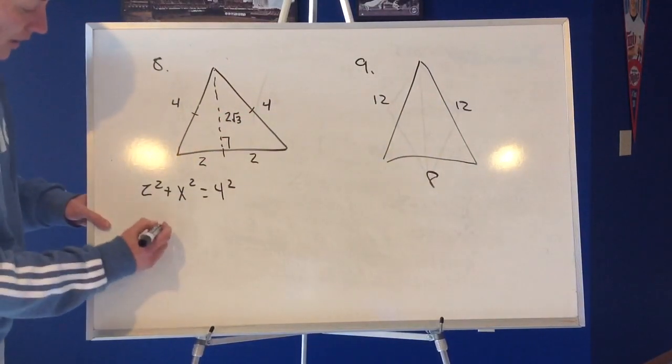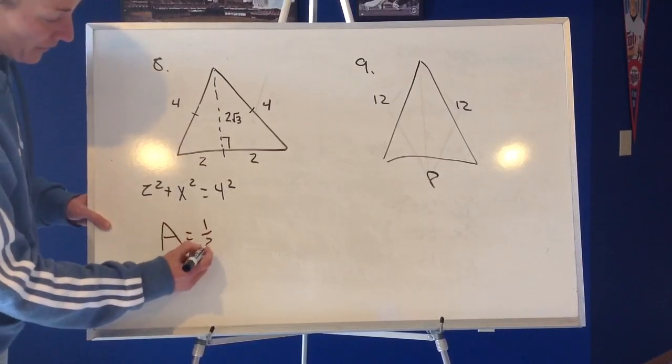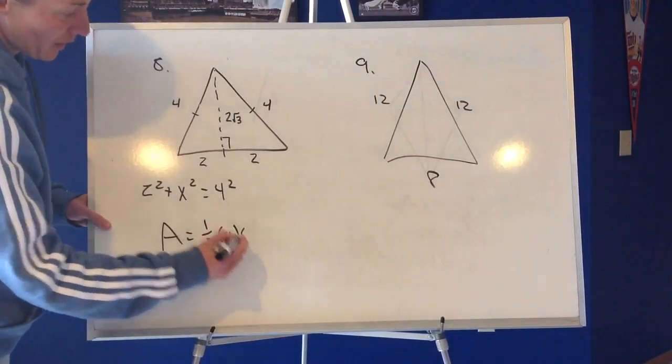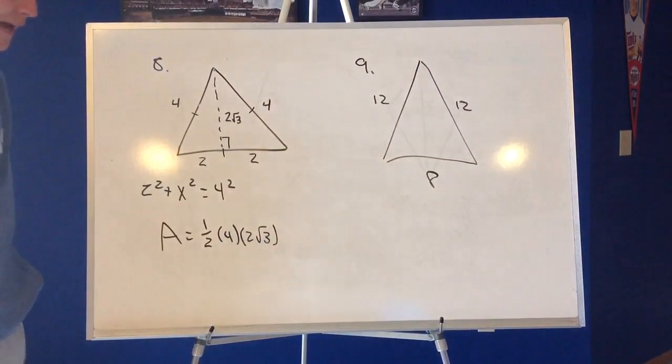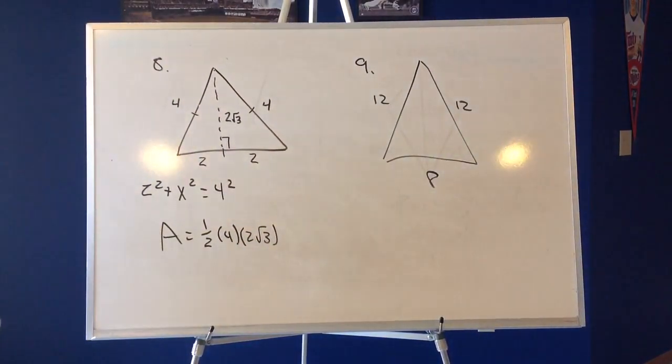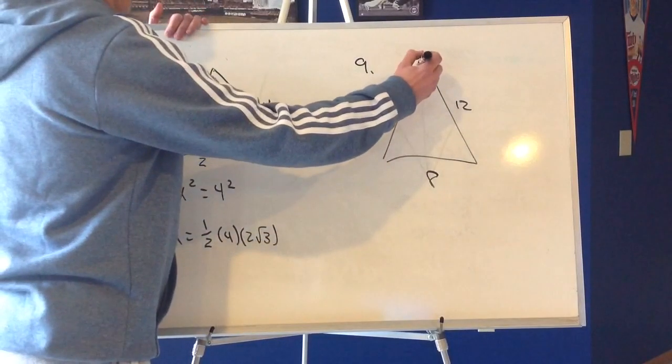Okay, so then for our area, it would be 1/2 your base, which is 4, times your height, which is 2 square root of 3. Okay, multiply that and you will get 4 square root of 3 as your area. Okay, next one's going to be done the same way.